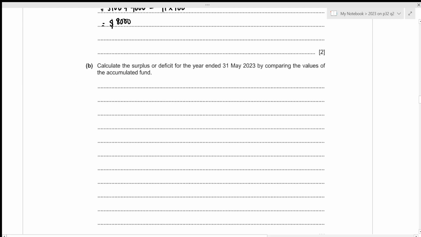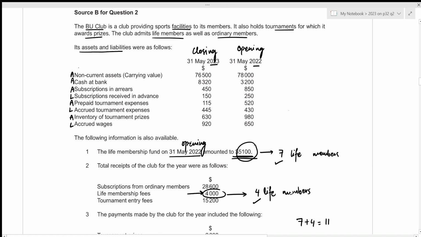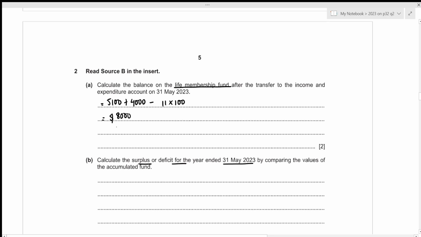Now for the second part, we need to calculate the surplus or deficit for the year ended 31st May 2023 by comparing the values of the accumulated fund. Okay, in this case, we are given all of our assets and liabilities, and there's also a life membership fund. So life membership fund is included right after our capital. So this can be a part of the liabilities as well. At the opening date, we had the fund to be of 5,100. At the closing date, we calculated it in the first part to be 8,000.